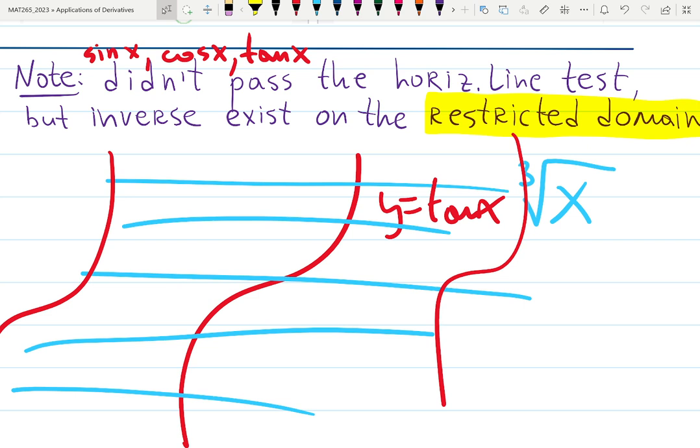Yeah, that's the correct one. Sine of what angle gave me 1? Sine of what angle gave me 0? We really want to undo that. So we're going to use a restricted domain.